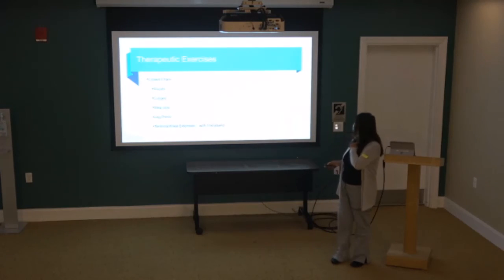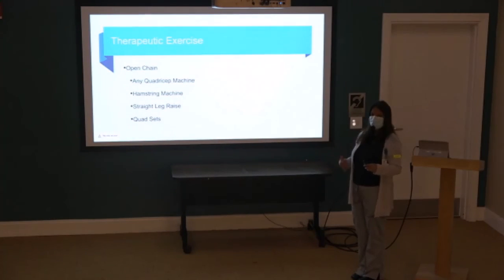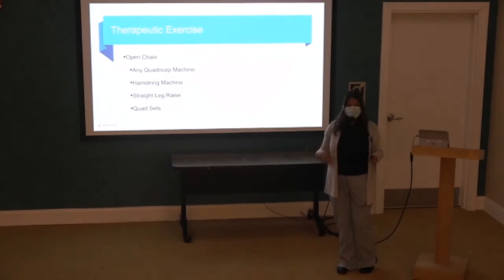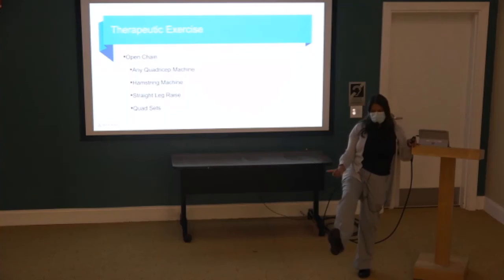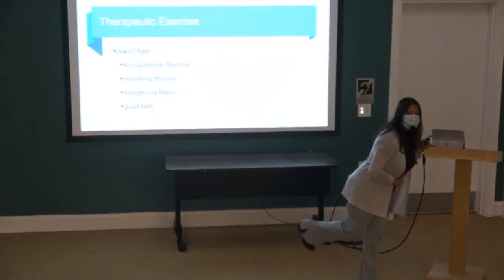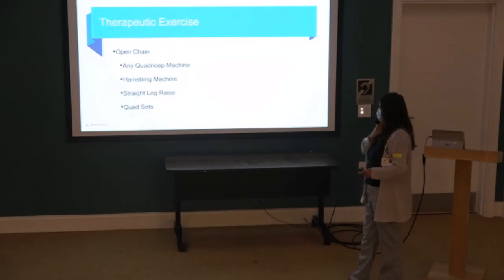All right, so open chain would be any quadricep machine that you see in any of the gyms. You're sitting in some sort of a seated position, and then you're pushing that weight out and back. So my foot, again, is not touching the floor. It's not planted. Any of the hamstring machines are open chain, whether you're sitting and you're pulling the weight back, or the one where you're laying on your stomach and you're pulling the weight up. Either one of those are open chain hamstring exercises.